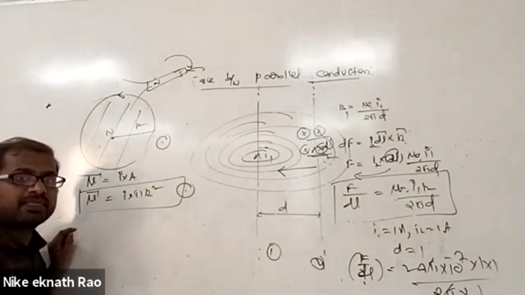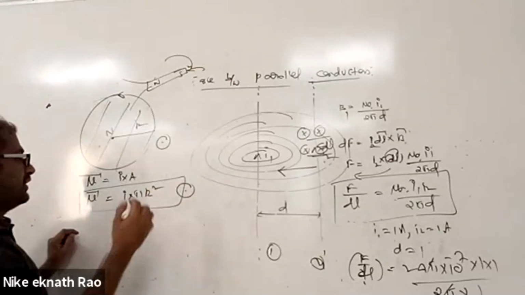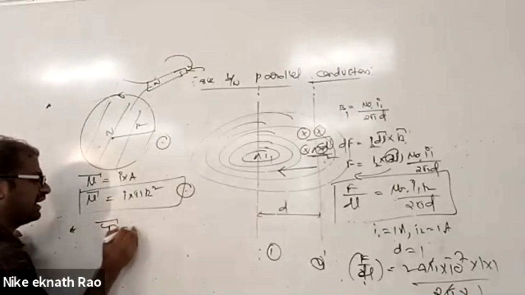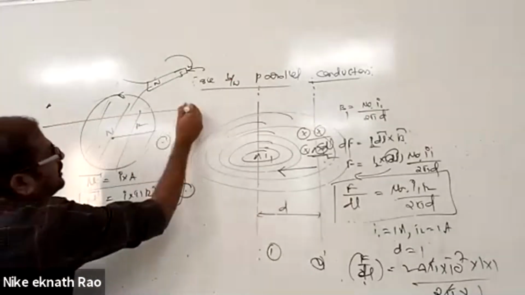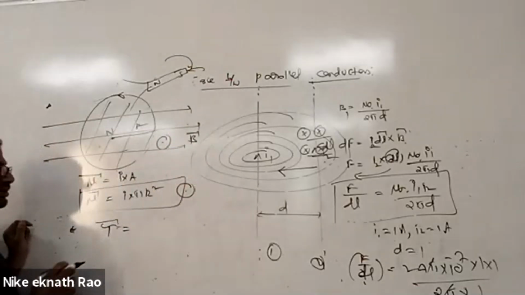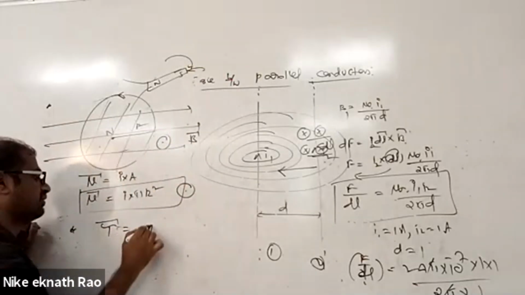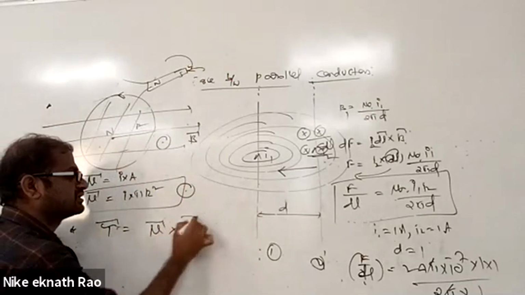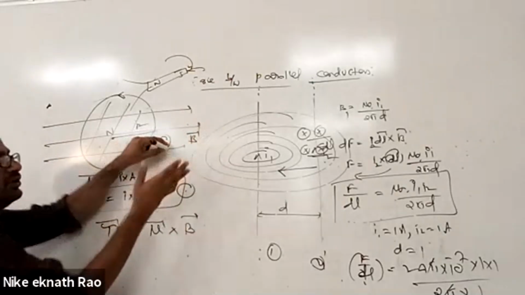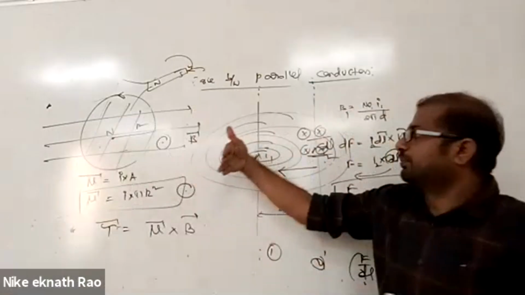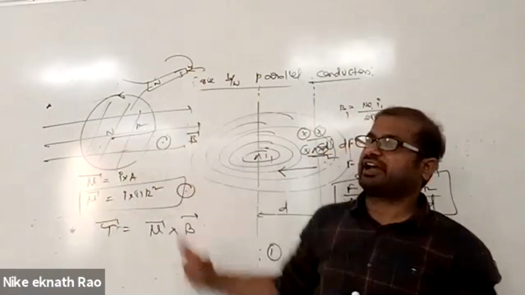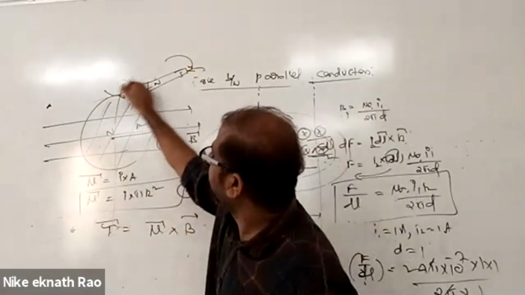Right, everyone? Sometimes a question will come in this way. We already know how much torque will act on a dipole if we place it in a magnetic field B bar. How much torque did we see in the last class? Mu bar cross B bar. Mu bar is towards you, B bar is in this direction, so the torque is along the axis, like this.